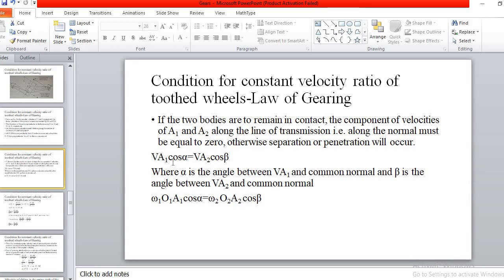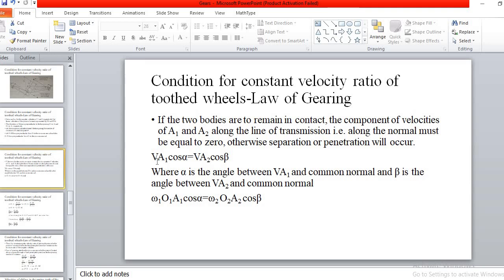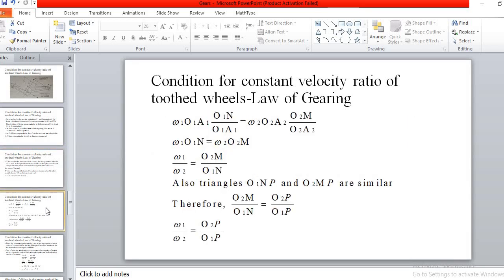And now for this Va1 we can write V is equal to R omega. R in this case for the first curved body is O1A1, the radius, and the angular velocity is omega 1. So this Va1 now changes to omega 1 O1A1, and Va2 changes to omega 2 O2A2. Cos alpha remains as it is, cos beta remains as it is. Now after simplification of this we will get a sum.